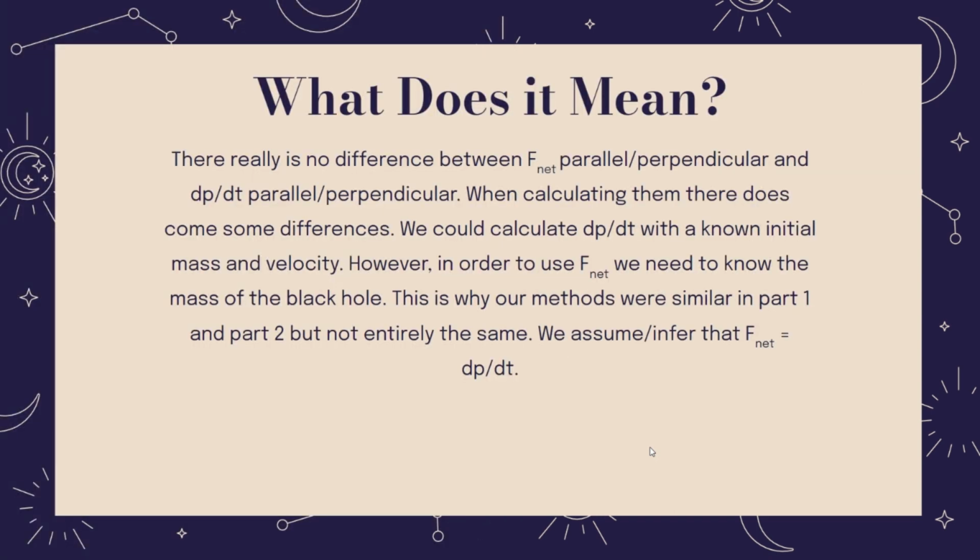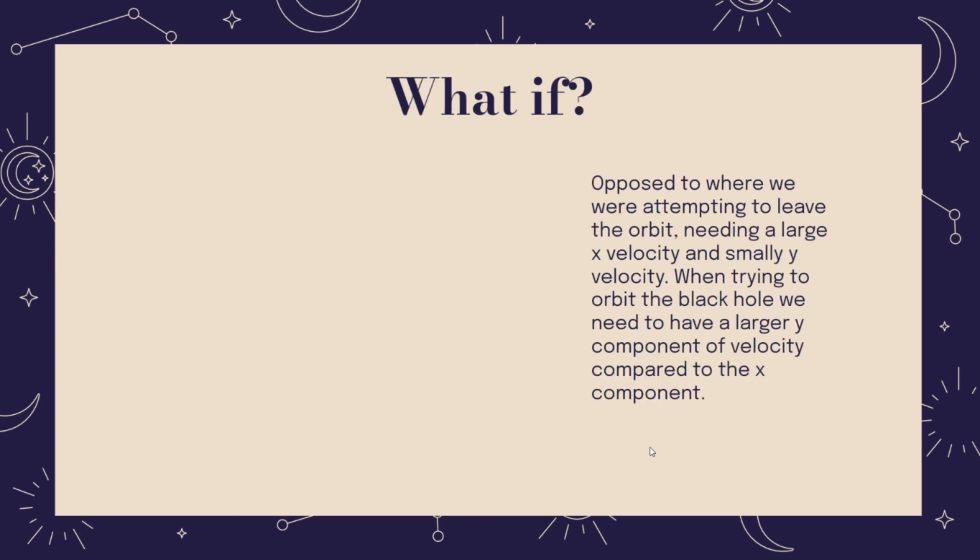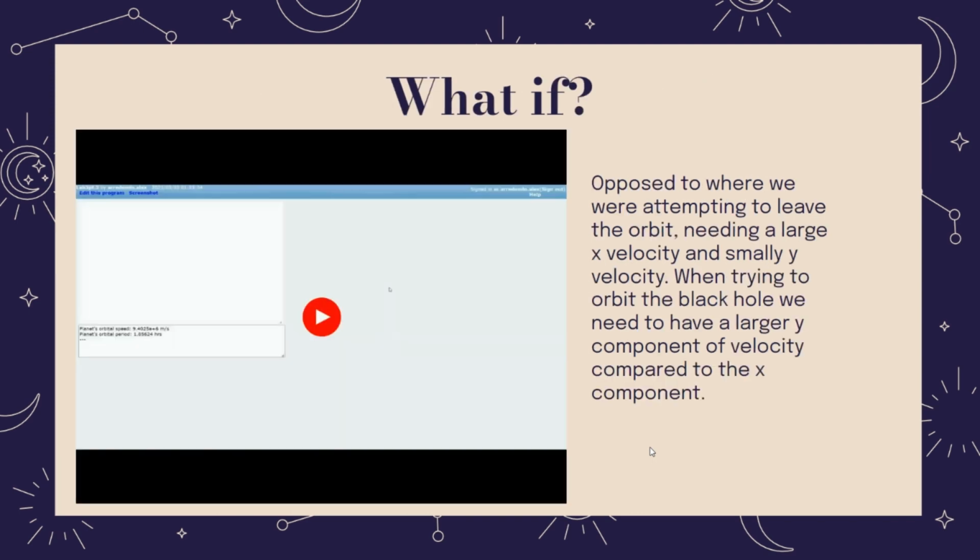All right, now we're getting into what does everything mean? What did I just talk about? So when we're talking about F net parallel and perpendicular and dp dt parallel and perpendicular, there's not really a difference. However, when we're trying to calculate things, there does come some differences. So we were able to calculate dp dt with a known initial mass and velocity. However, when we want to use F net, we need to know the mass of the second object. This is why our methods are similar in part 1 and part 2, but not entirely the same. This could also be a potential source of error, if any, because we are assuming that F net is equal to dp dt.